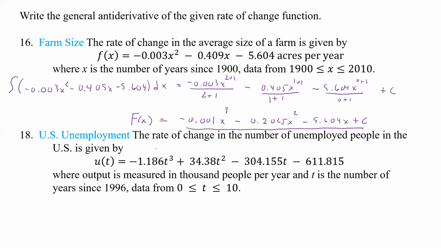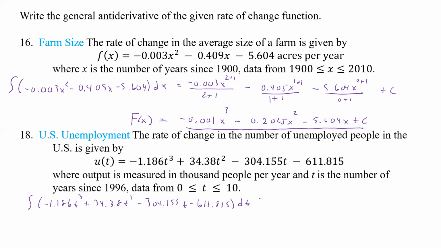We're just going to put the value on the first time, and then after that, if we have to simplify, we can do that. So we're going to take the integral of negative 1.186 t to the third plus 34.38 t squared minus 304.155 t minus 611.815, and then that's going to be a dt, it looks like. Okay. Now, start over here first.